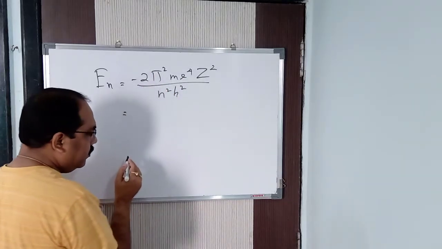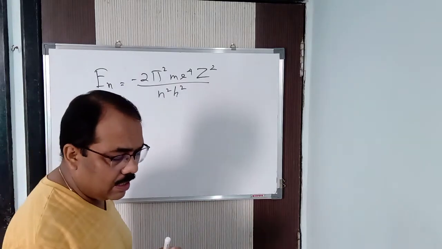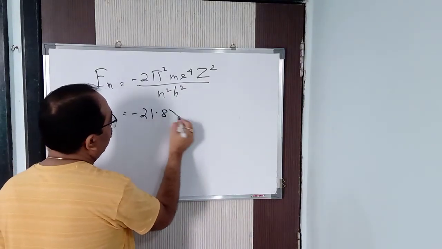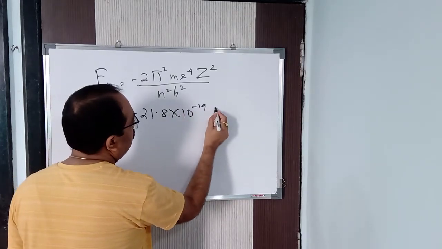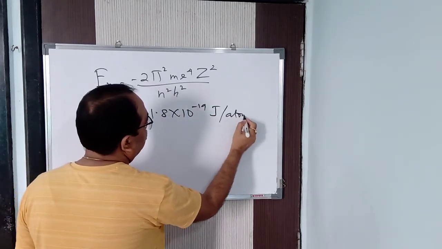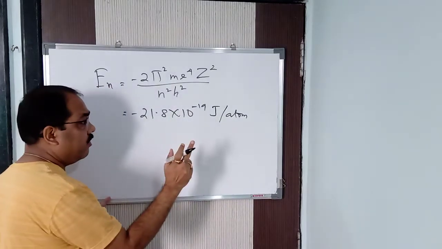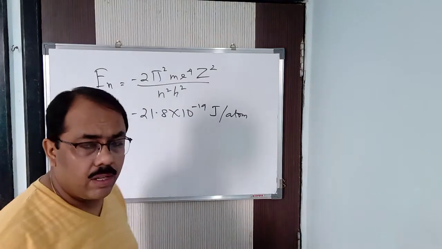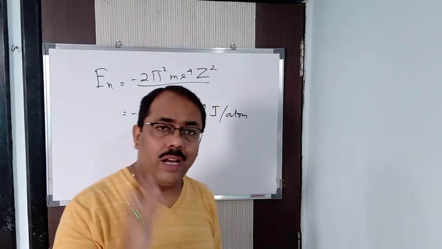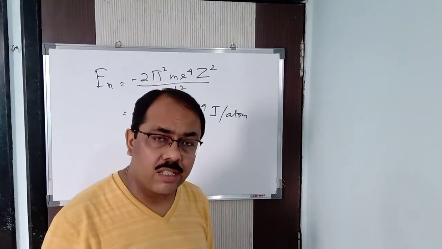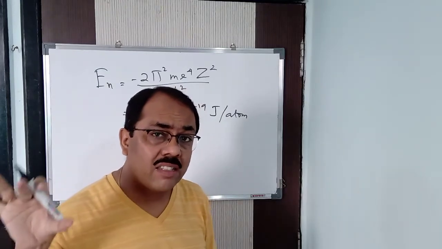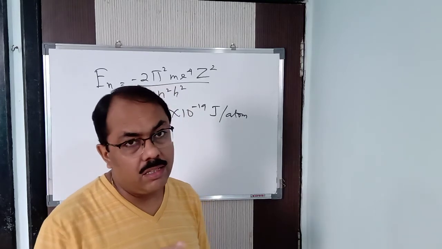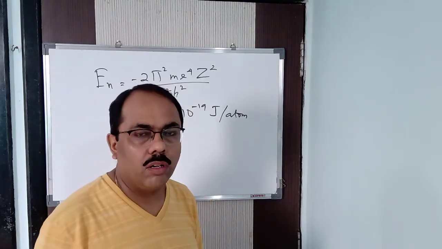If you put in this value in terms of joules per atom, it will be minus 21.8 into 10 to the power minus 19 joules per atom. Listen carefully, this is considering the value of Z as 1 and n as 1, because I told you earlier also that Niels Bohr's atomic model was based upon hydrogen or hydrogen-like species. It was not based upon multi-electron species. You will be studying this in the drawbacks of Niels Bohr's atomic model.